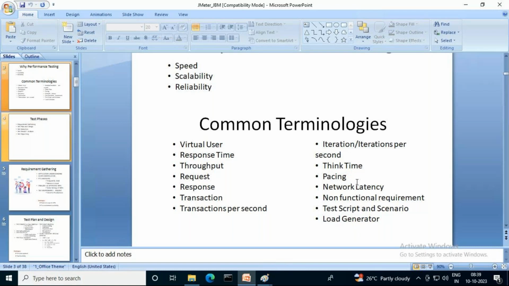Anyone else? I agree there are scenarios in the application, but we have to do the positive testing for that. We have to do the negative testing for that as part of functional testing. Okay. Performance testing, I'll come to the answer. Anyone, any other thoughts?